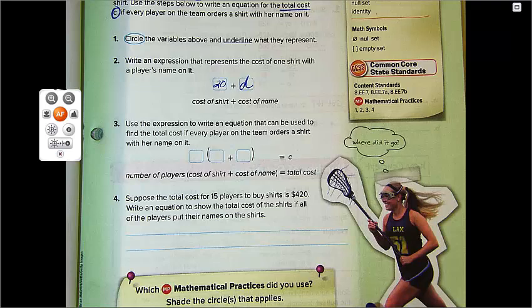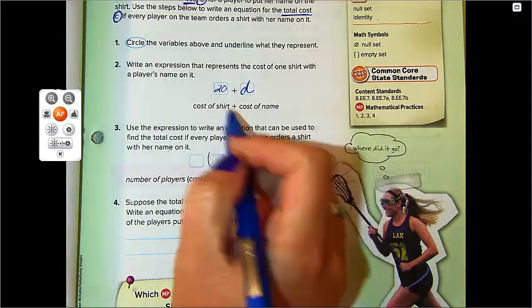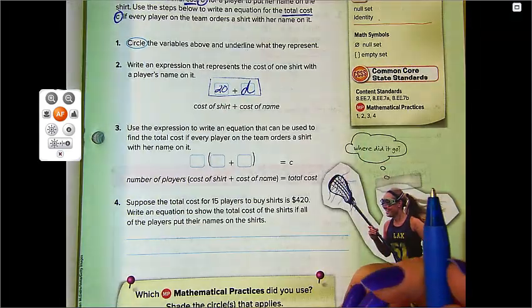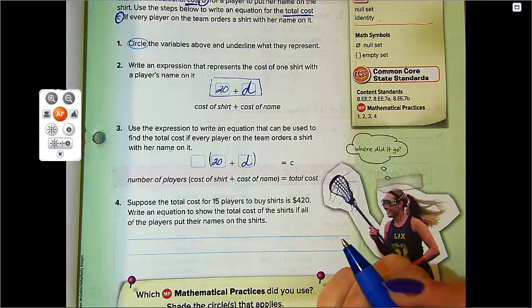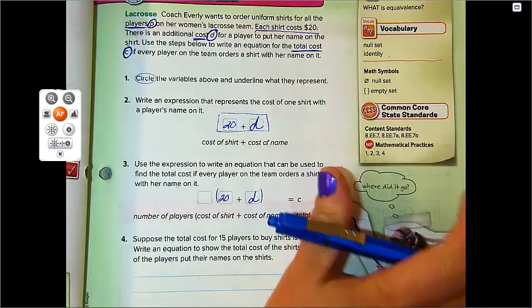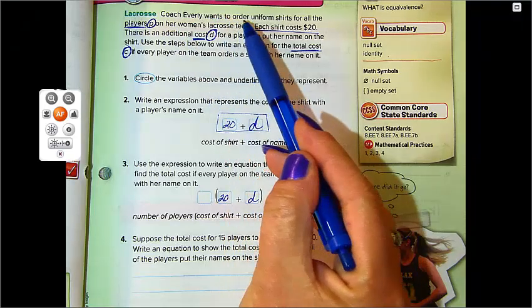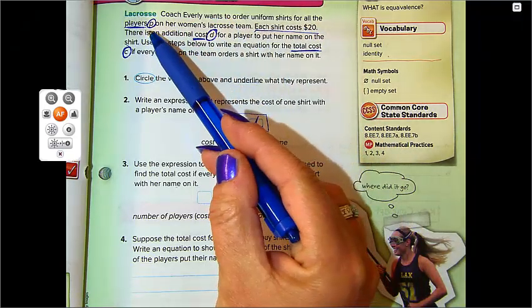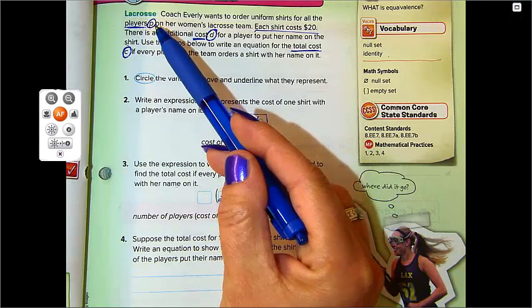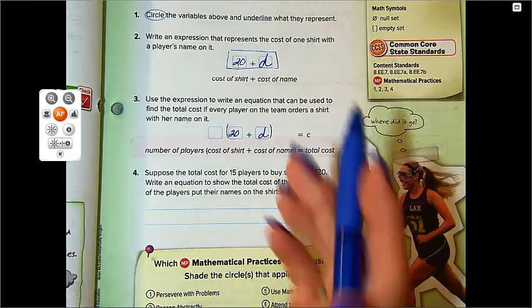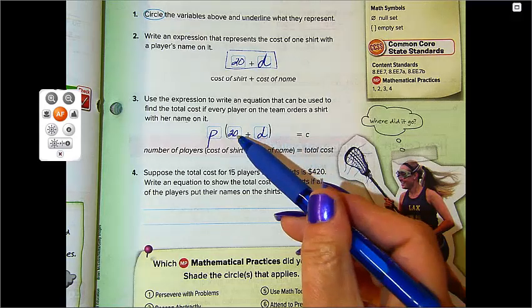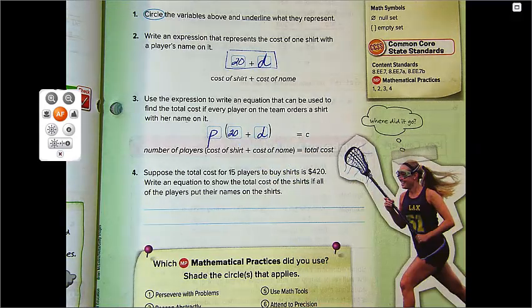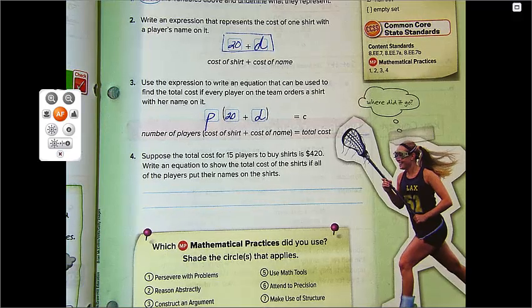Then it says use the expression to write an equation that can be used to find the total cost if every player on the team ordered a shirt with their name on it. So every player on the team ordered this. Okay? So we know that every player on the team is going to order the shirt. Every player on the team is going to get their name on it. And now we have to figure out how many players are on the team. Well, Coach Everly wants to order uniform shirts for all the players, P, on her women's lacrosse team. So we don't know how many players there are, but we know that it's P. So it's going to be however many players there are times the cost of the shirt plus their name on it.